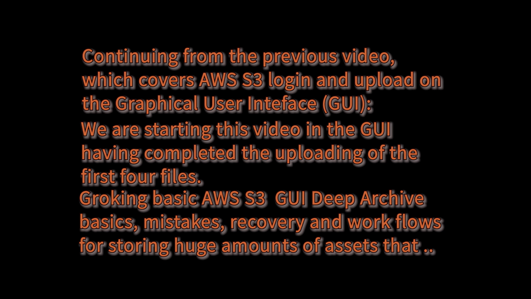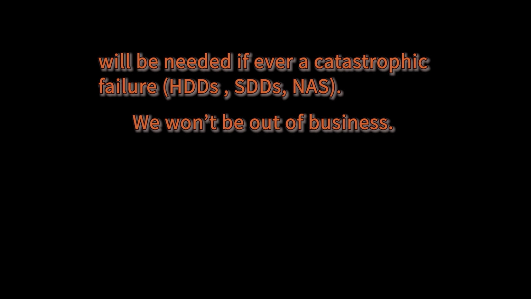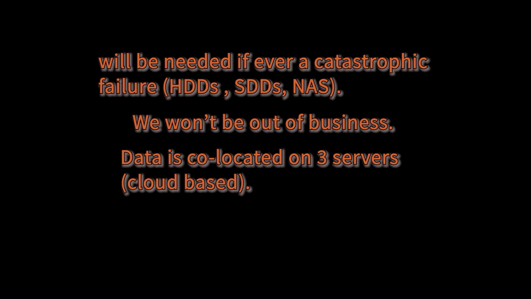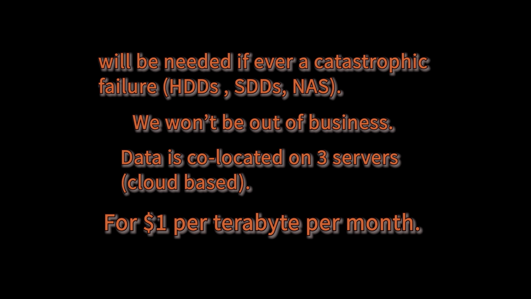Grokking basic AWS S3 GUI deep archive basics, mistakes, recovery, and workflows for storing huge amounts of assets that will be needed if ever a catastrophic failure, hard drives, solid-state drives, network address servers fail for whatever reason. We won't be out of business. Our data is co-located on 3 servers, what's known as cloud-based, for $1 per terabyte per month.